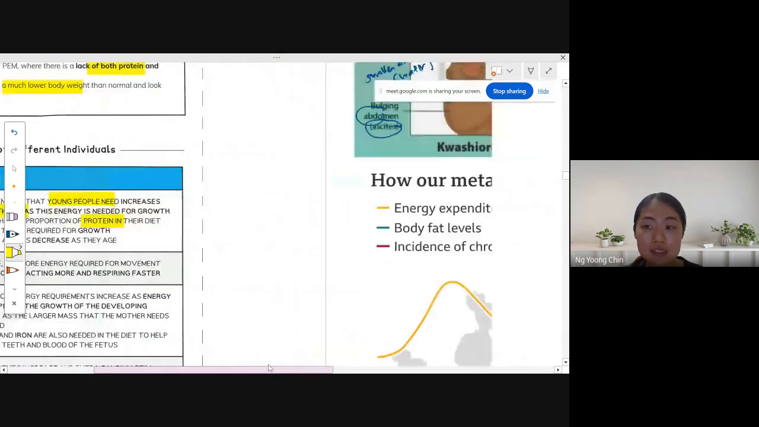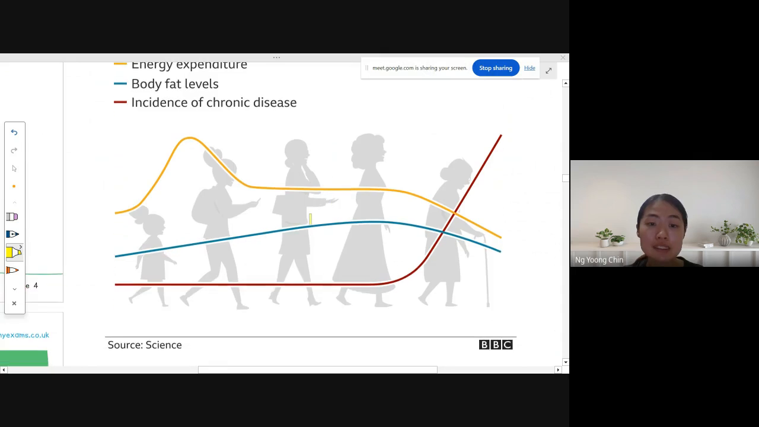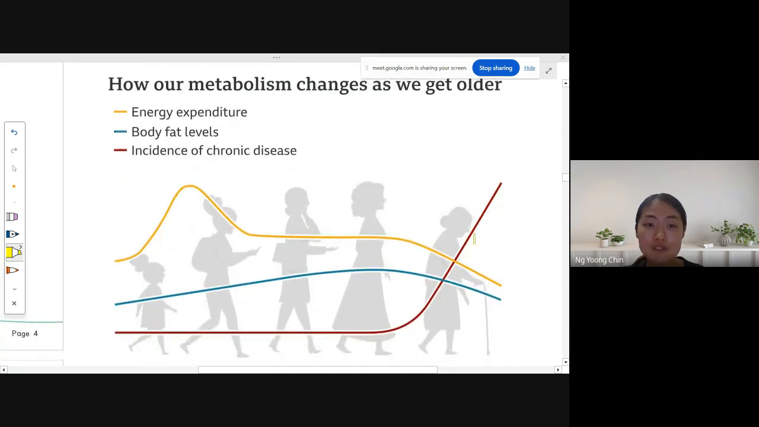So you can see this graph, showing how our metabolism changes as we get older. You can see there are three curves, right? Energy expenditure, body fat level, and the incidence of chronic disease. So maybe you can just focus on the energy expenditure. You can see that the energy expenditure increases when you grow from children to teenagers.